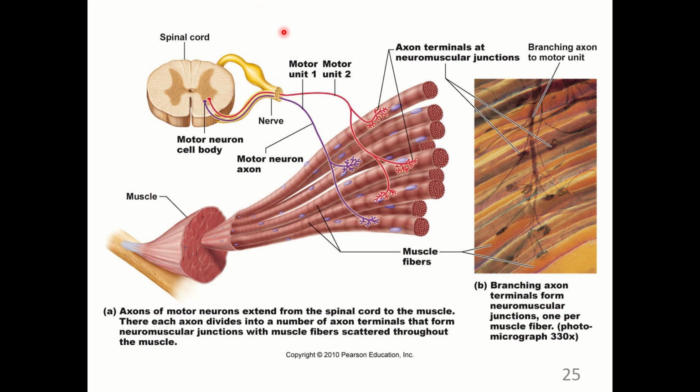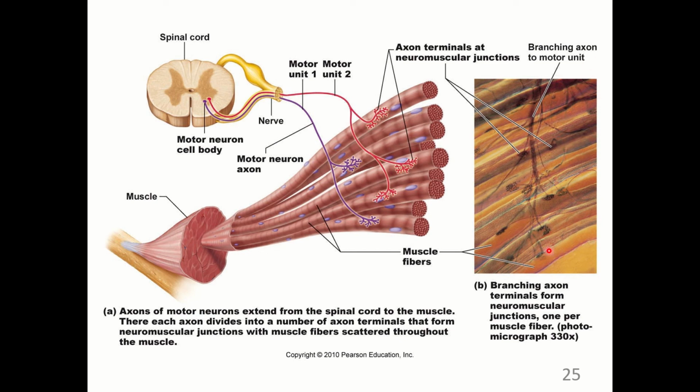This is an illustration of motor units. The motor unit is a motor neuron and all the muscle fibers it innervates. Motor unit number 1 contains a motor neuron and 2 muscle fibers. Motor unit 2 contains a motor neuron and 3 muscle fibers. Whenever these motor neurons excite the motor unit, the skeletal muscle fibers that are contained within that motor unit will contract simultaneously.